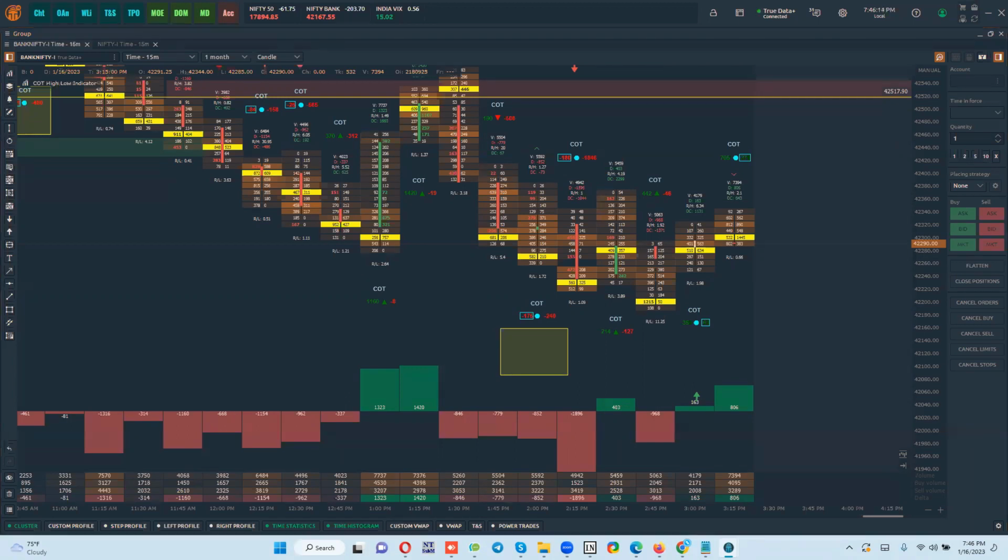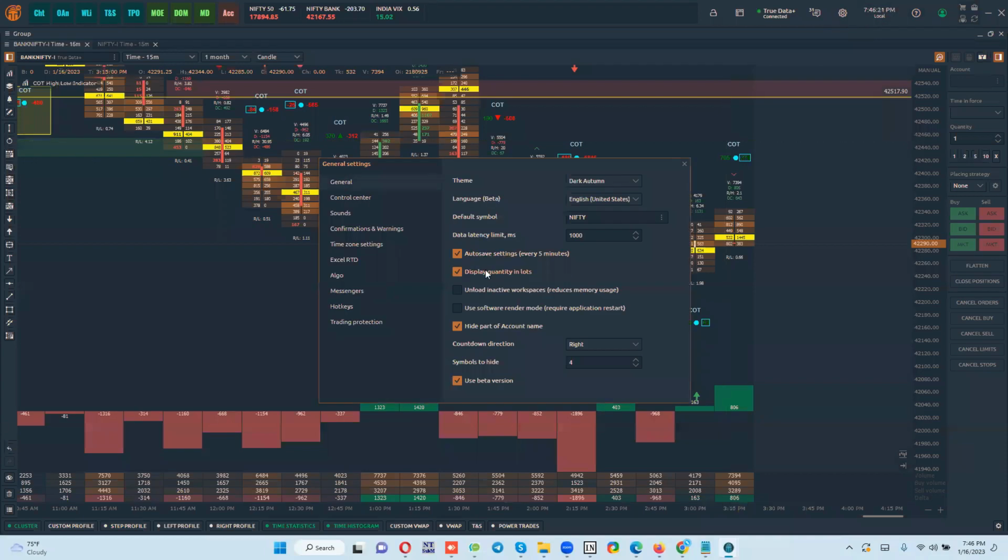Are the numbers in the delta bar in number of lots? Yes. Right now I'm seeing only lots, but we do have an option to switch to actual size as well. If you click here, go to the general setting, and disable display quantity in lots, you can see the values in actual terms as well.